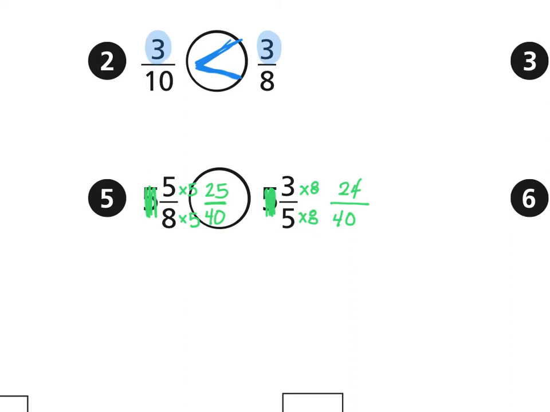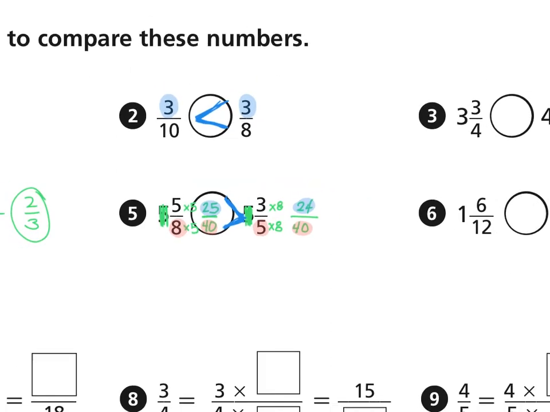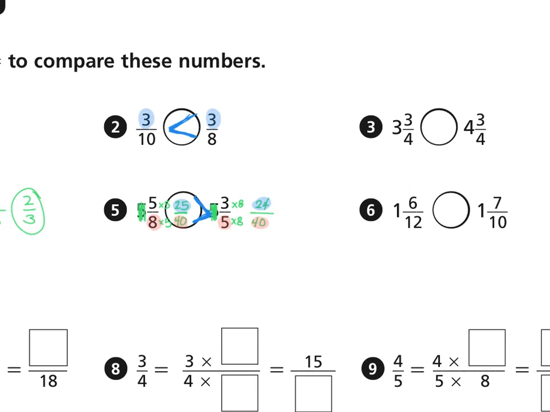1, 2, 3. Okay, so what Jack did is he multiplied, now this is a little bit of a trick, he multiplied the denominators to get a new common denominator that allows him to check out the numerators, 25 and 24. Once I have that, it's pretty simple for me to see, 25 is bigger than 24. So 5 and 5/8 is bigger than 5 and 3/5. Great work. Wow, Jack, that was awesome.